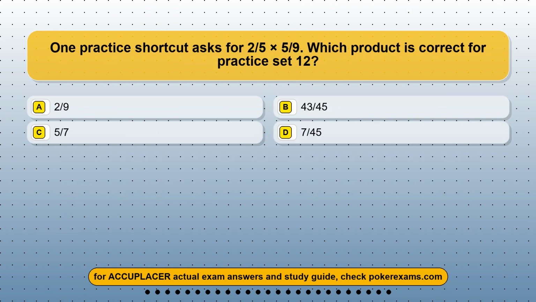Question 11. One practice shortcut asks for 2/5 times 5/9. Which product is correct for practice set 12? Option A, 2/9, option B, 43/45, option C, 5/7, option D, 7/45.